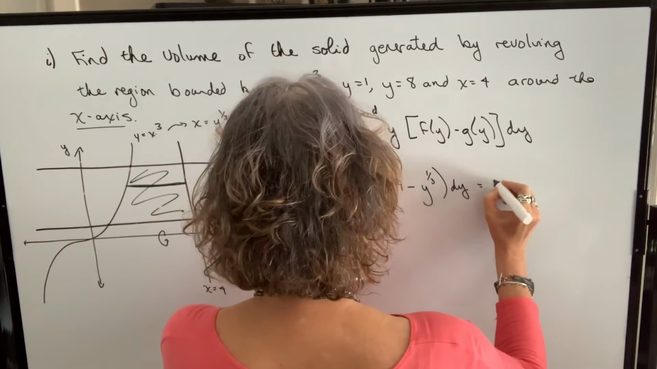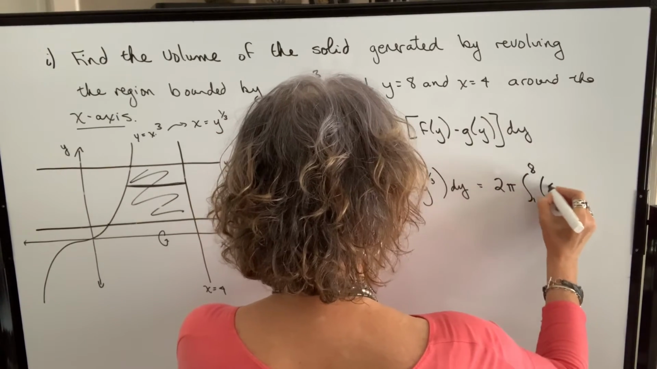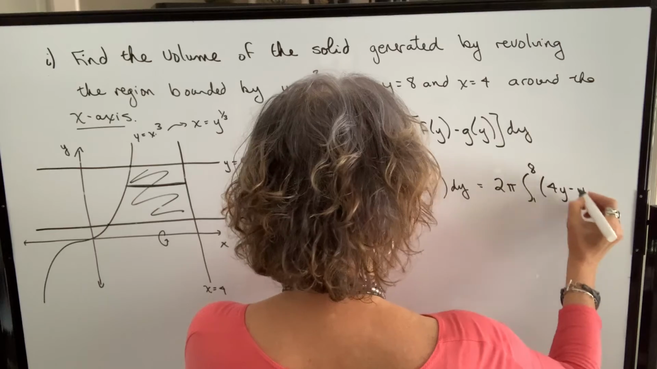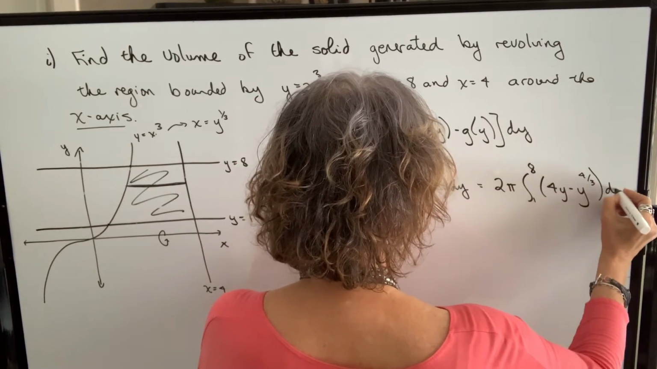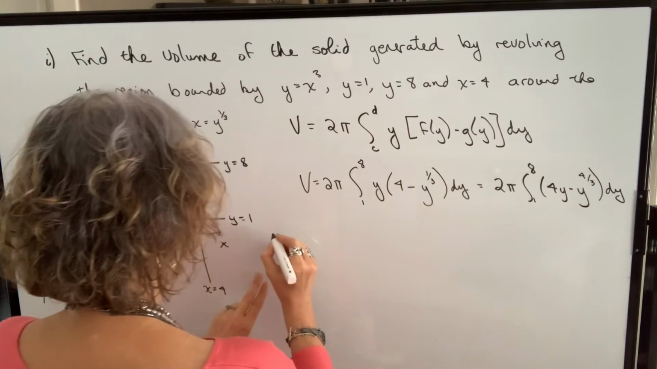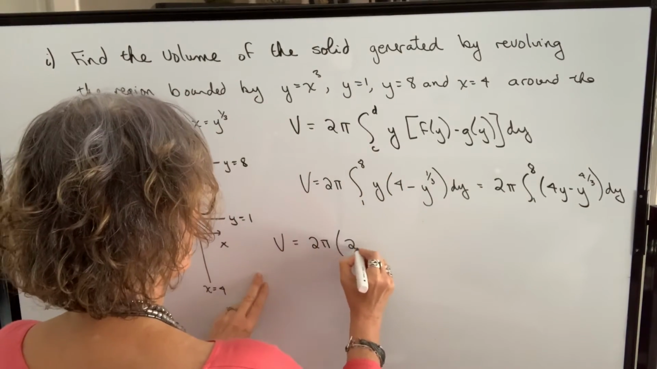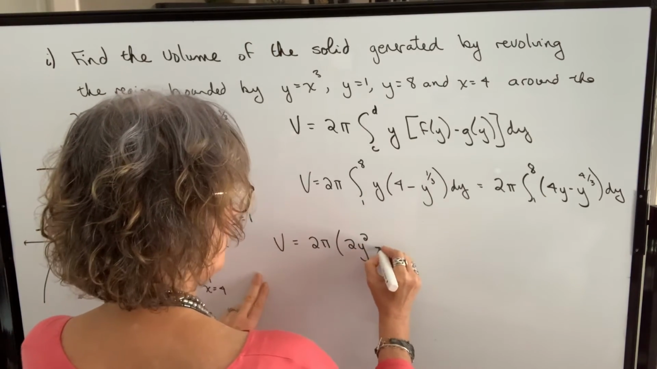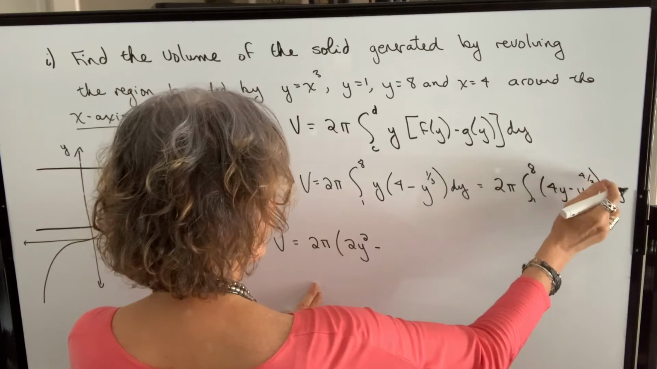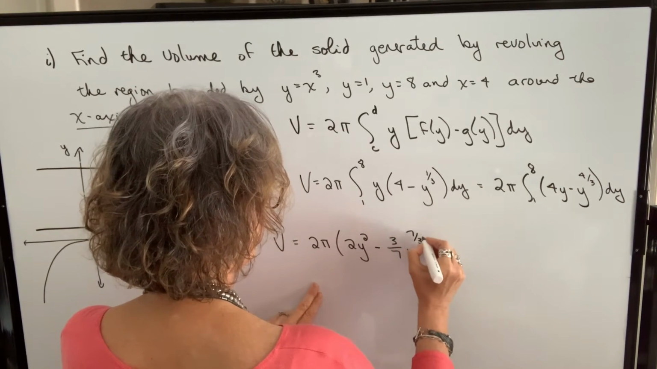Let's simplify. Add the exponents. Now we can integrate. The integral of 4y dy is 2y squared minus the integral of y to the 4/3, which will be 3/7 y to the 7/3.